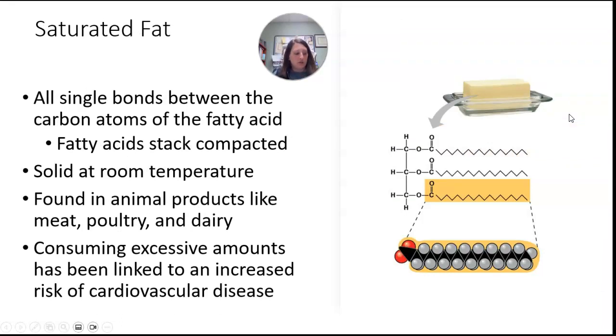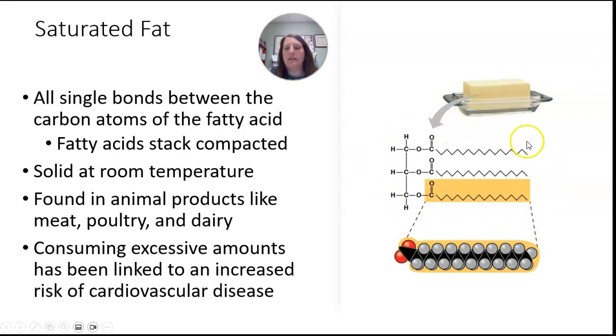Okay, so you've probably heard of saturated and unsaturated fats, and so I want to make sure that we understand what those are. Saturated fats are going to be fats in which, if we look at the fatty acids, there's going to be all single bonds between the carbon atoms. Okay, so butter is a great example of a saturated fat.